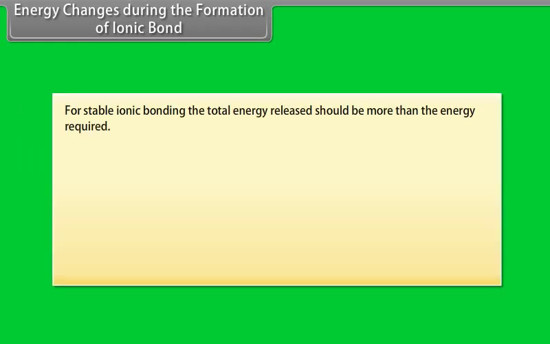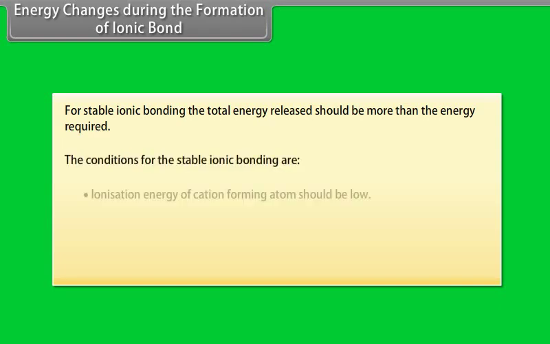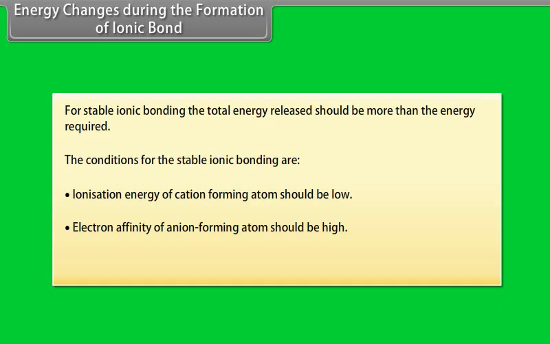Now, for stable ionic bonding, the total energy released should be more than the energy required. The conditions for stable ionic bonding are: ionization energy of the cation forming atom should be low. Electron affinity of the anion forming atom should be high. Lattice energy should be high.